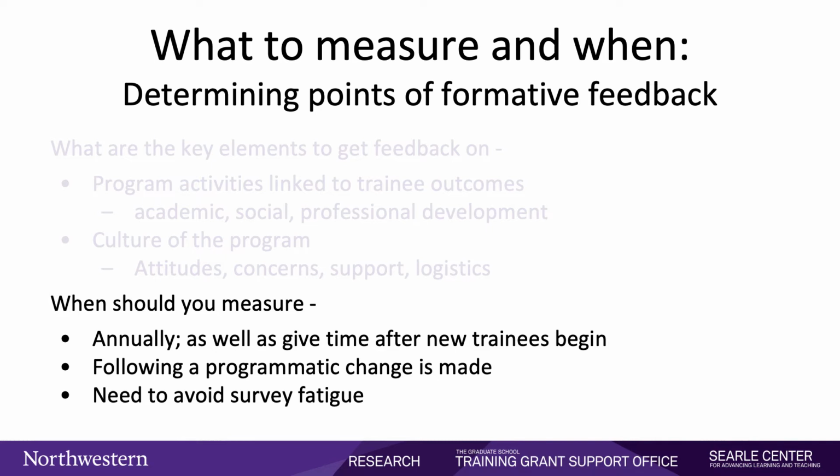Now let's explore when to measure. Information associated with program activity that's key should be measured annually, taking into account natural cycles of trainee turnover. When you implement a new activity or make a change based on prior data, you'll want to know if those new elements or changes are working. If you're able, try to collect some feedback early on when the changes are in the process of being implemented so that you can be nimble and make any modifications that are needed.